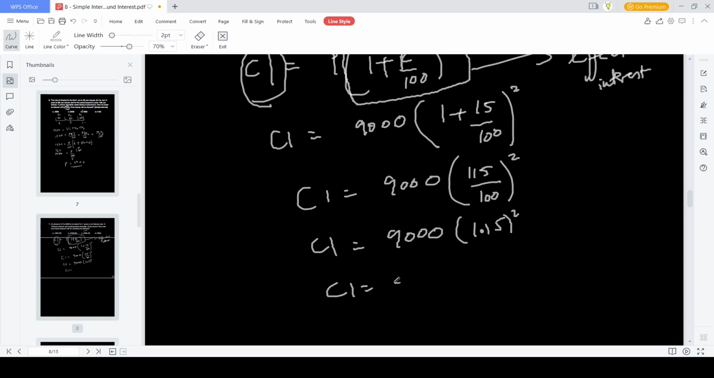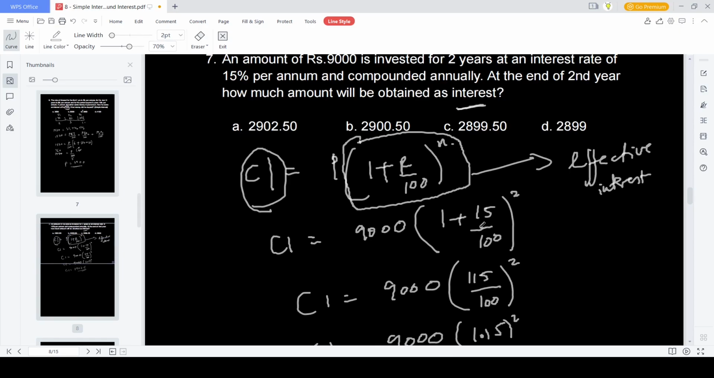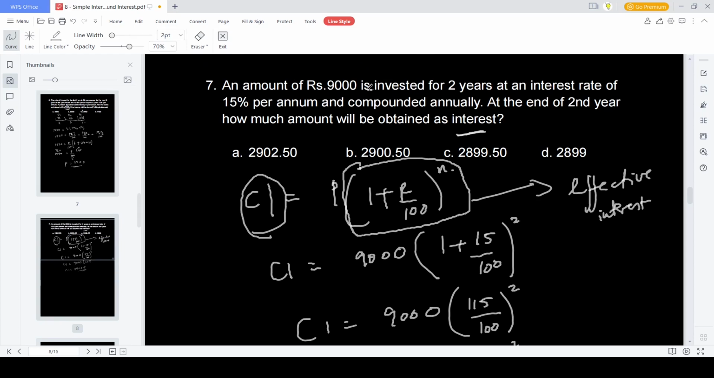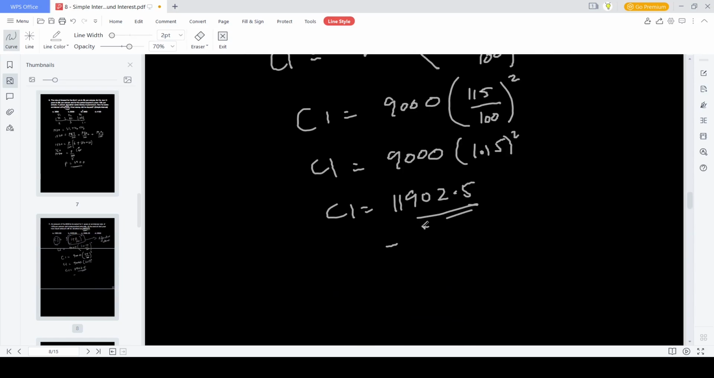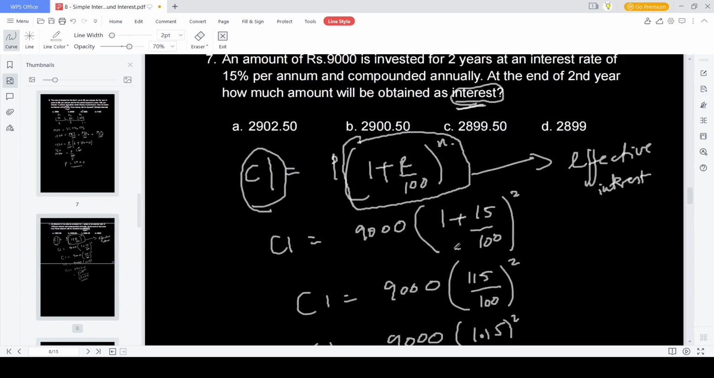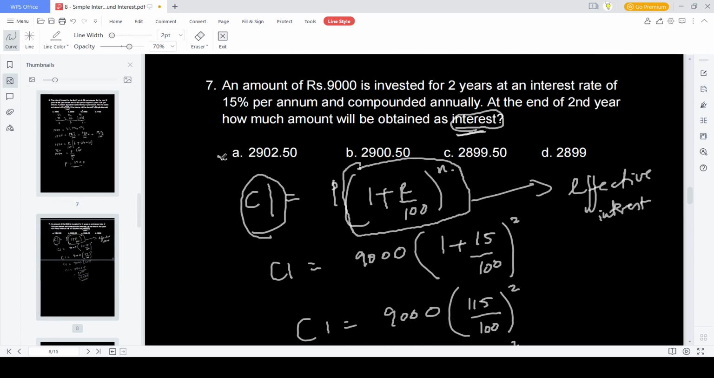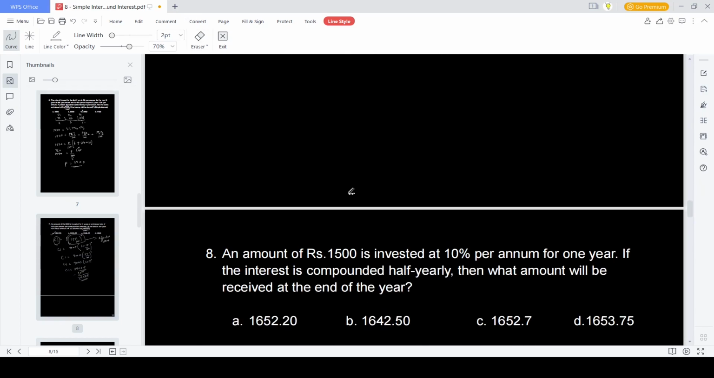So my compound interest is 11,902.5. Okay, so this is the amount earned at the end of 2 years. Okay, so now they're asking how much is the interest earned. Okay, this is the whole amount, but I put in 9,000, so I'll remove that 9,000 now and check how much interest I earn. So this comes as 2902.5. This is the answer.